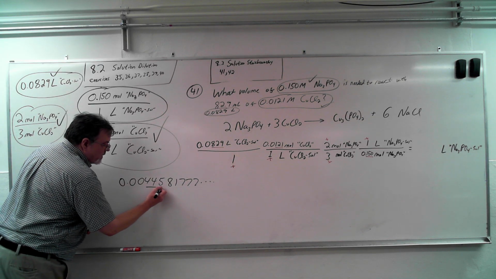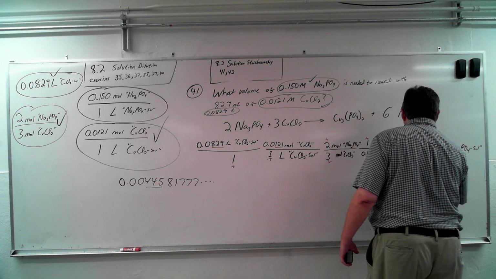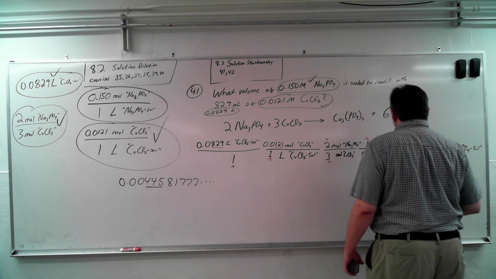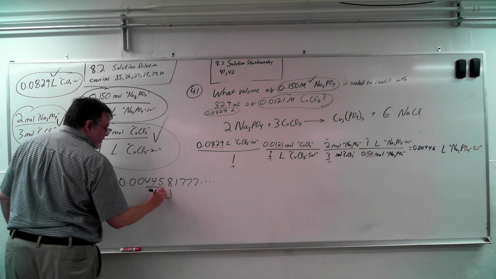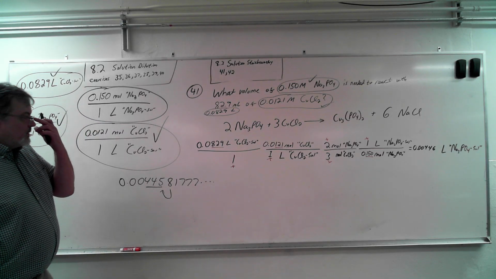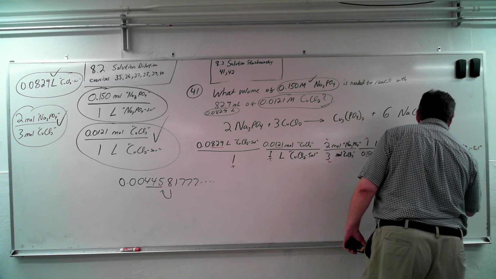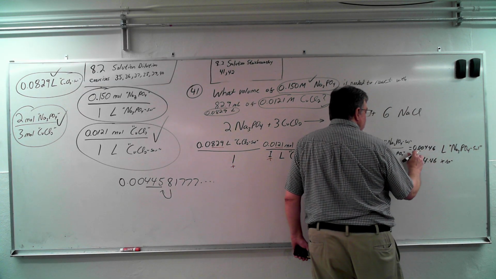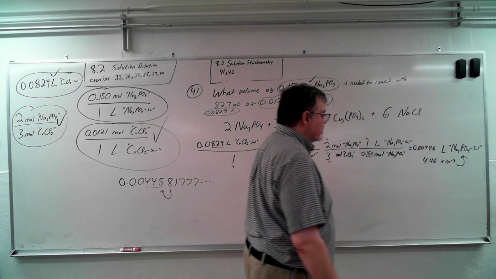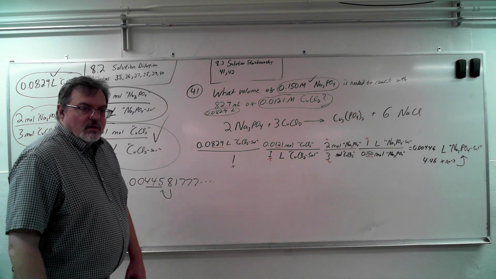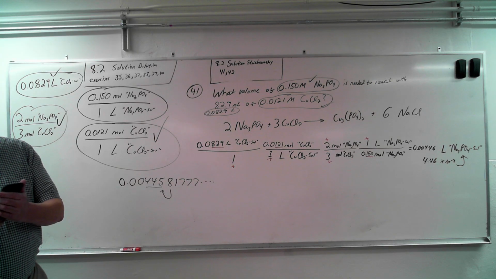So 3, so the answer is 0.00446 moles. The 8 rounded the 5 up. And if you wanted that in scientific notation, 4.46 times 10 to the negative 3 liters of Na3PO4 solution. I know these are a long walk, but I go through them as systematically as I know how to do.